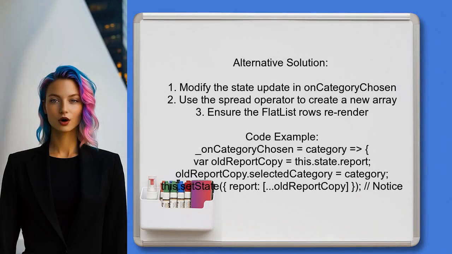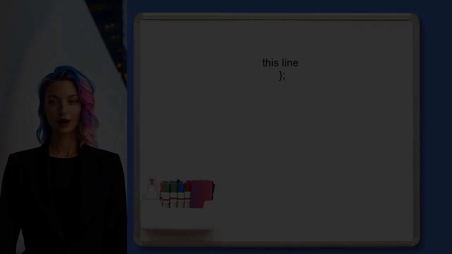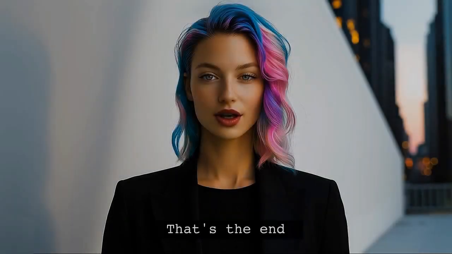An alternative solution provided by another user suggests modifying the state update in the onCategoryChosen function. They recommend changing the line where the state is set to ensure that the report object is updated correctly. Instead of directly mutating the old report copy, they suggest using the spread operator to create a new array, which helps trigger the re-rendering of the FlatList rows. That's the end of that answer.